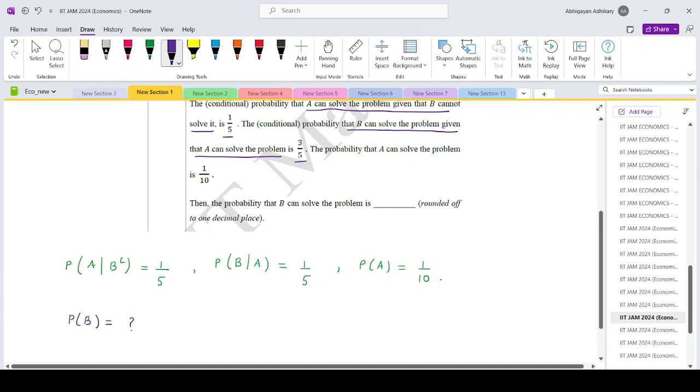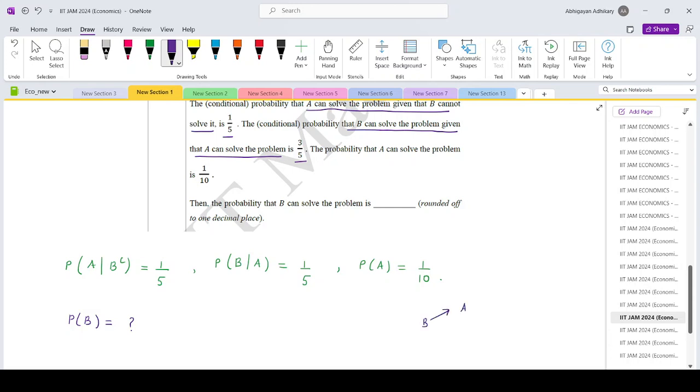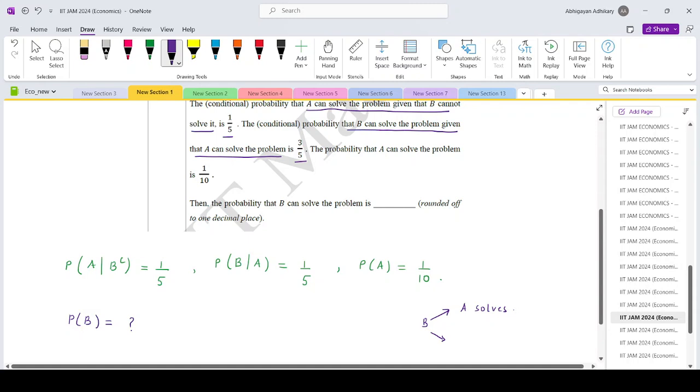Now, since this problem is given to A and B together, there can be two possibilities, right? The probability of B solving can have two subparts. One is B solving and A also solves the problem, and another possibility is B can solve the problem and A cannot solve.